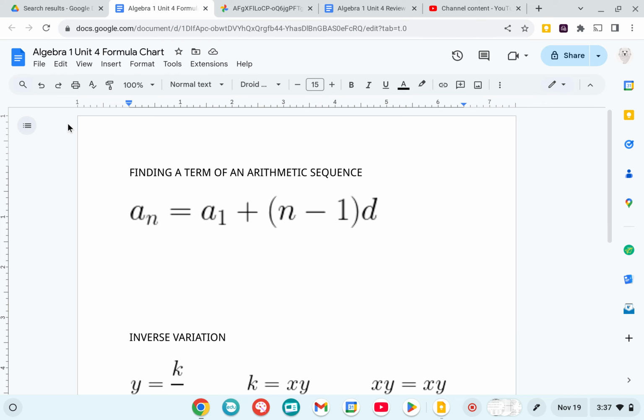But besides that, you need to know how to determine if things are functions, linear functions, and all that good stuff on the first part of the test.